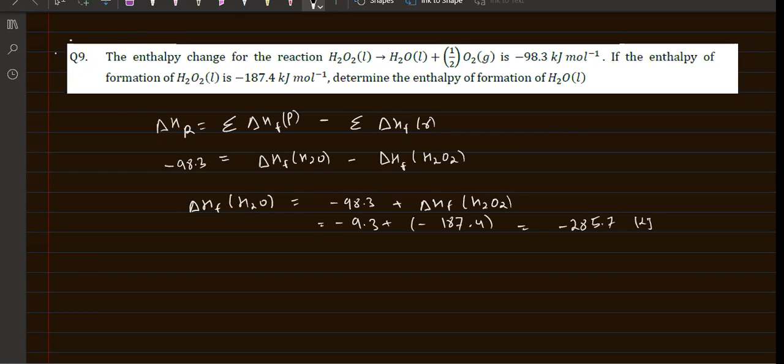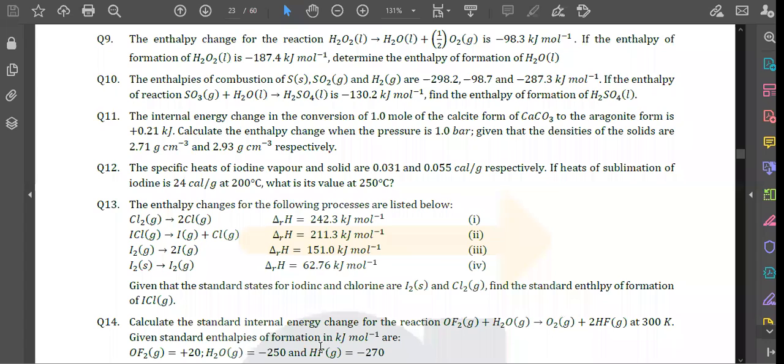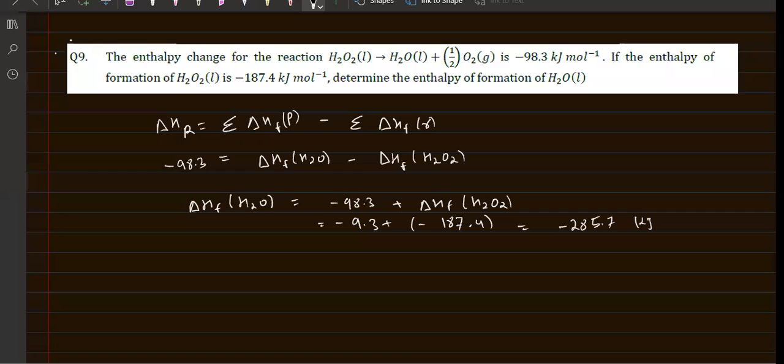Okay, so let's see question number 10. Now, question number 10 is also an application of Hess law, right, everyone? Just go through question number 10 first before we start solving. I guess all of you have gone through question number 10.